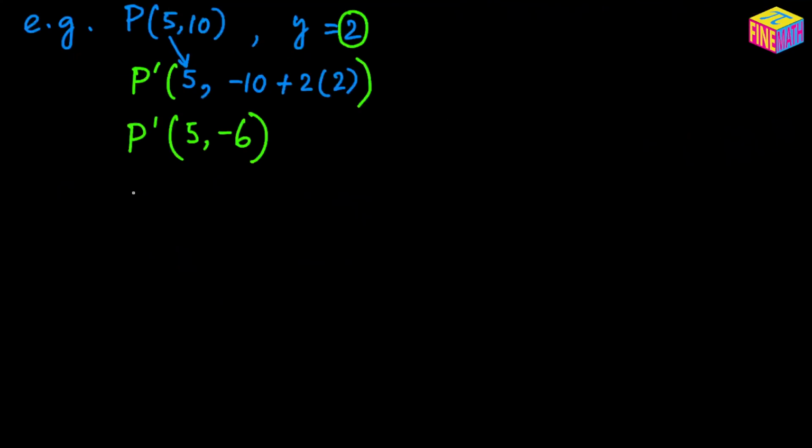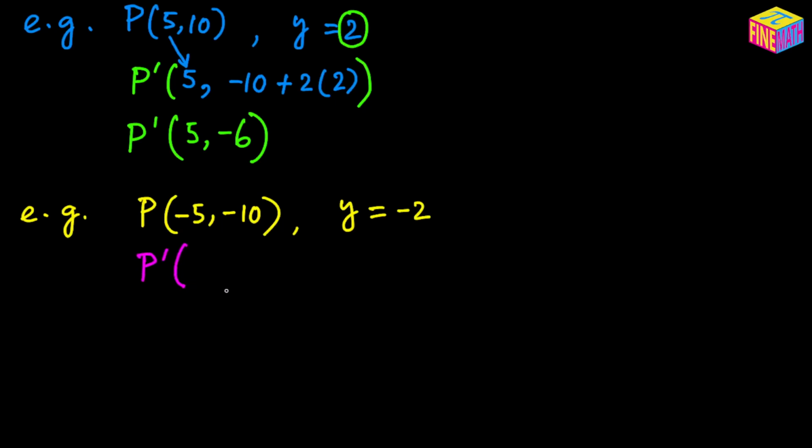Let's take another example. Suppose our original point is at negative 5 comma negative 10, and the straight line has the equation y equals negative 2. We are going to take the reflection of this point on this line and find the coordinates of the image. Let's assume that the image is P prime. What would be the x coordinate of P prime? The x coordinate of the image will be exactly the same as the x coordinate of the original point, so I am going to write negative 5 here. That's the x coordinate.